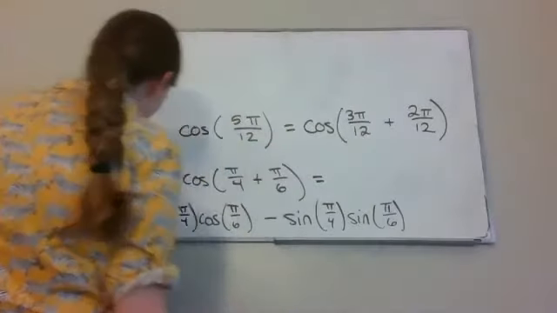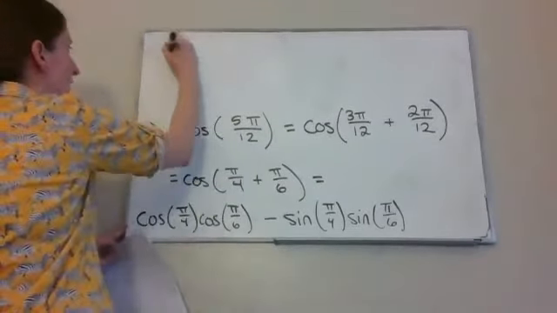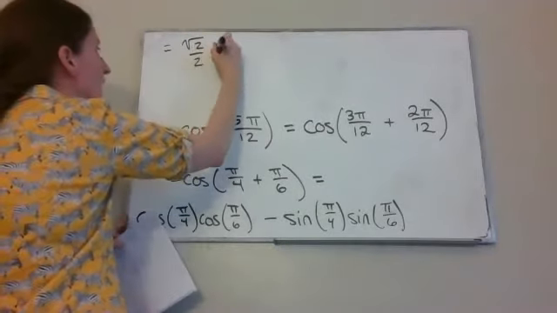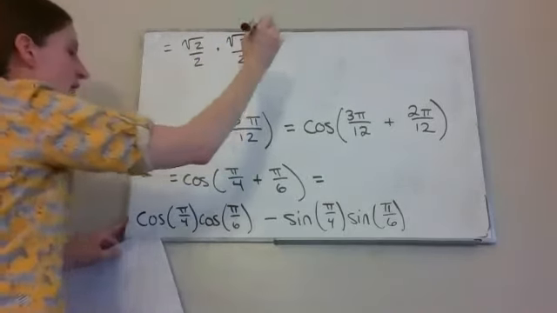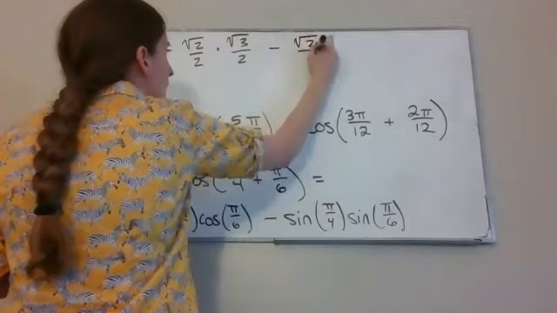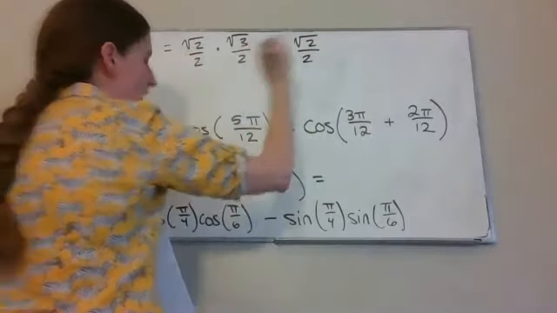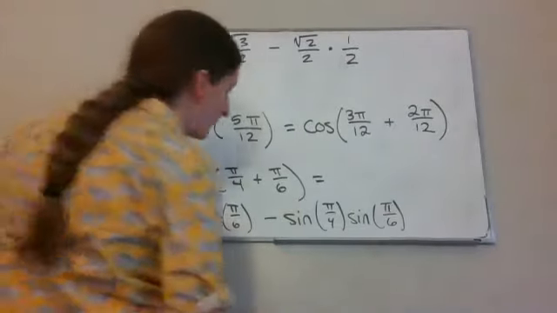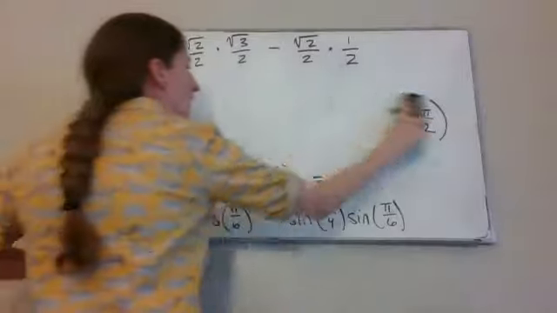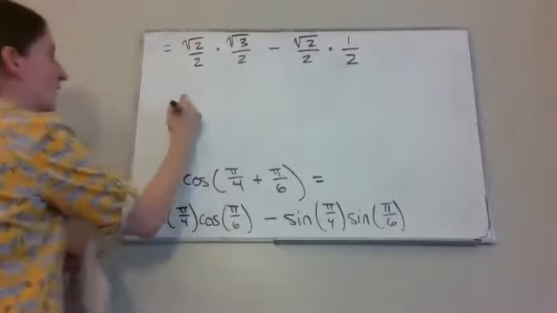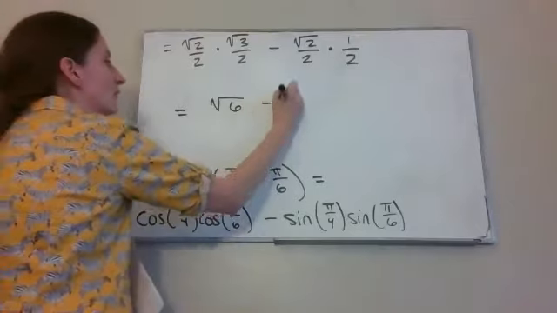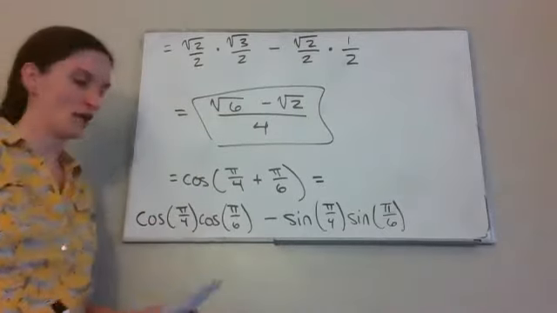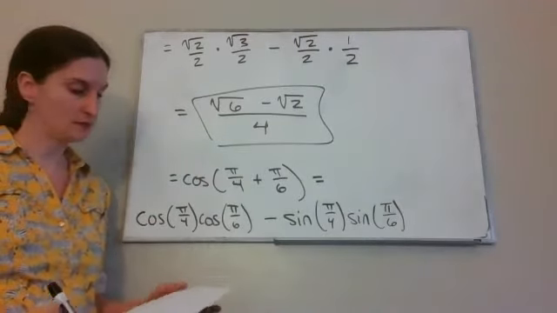Now, evaluating this using my unit circle, cosine of pi over 4 is square root of 2 over 2. Cosine of pi over 6 is square root of 3 over 2. Sine of pi over 4, square root of 2 over 2. Sine of pi over 6 is 1/2. So I would have a common denominator of 4 on both of these, and I can just write my simplified final answer as square root of 6 minus square root of 2 all over 4. And that's the exact value of cosine of 5 pi over 12.